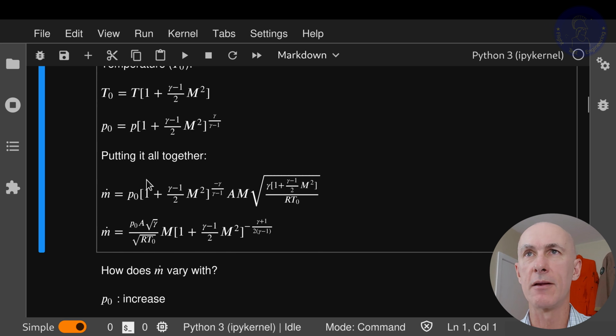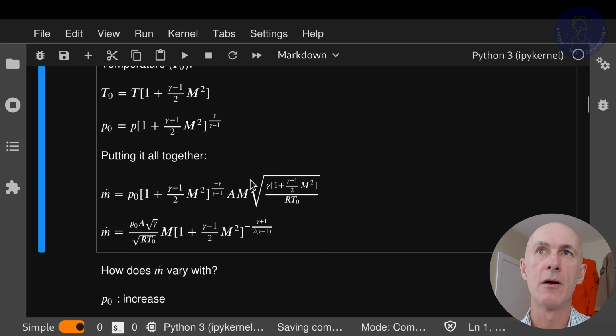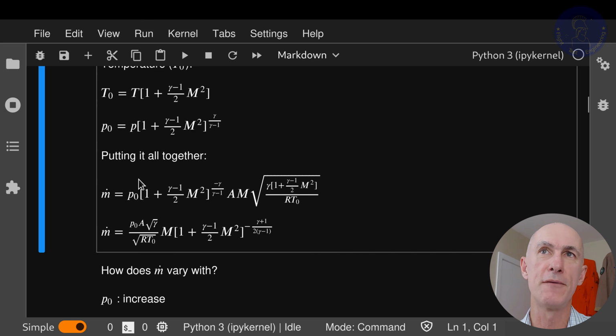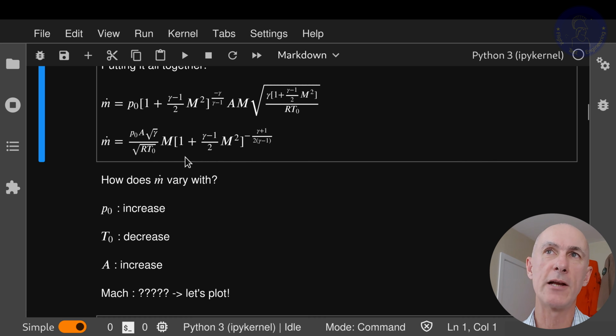We can simplify it a little bit and get this as well. Notice that the dependencies here are physical parameters, that are throat area, gas is the gamma and the R, and the state of the gas, P0, T0, and Mach number. So how does mass flow change with these values? Well, it will increase with P0 increase, it will decrease with T0 increase, and it will increase with more area on the throat, of course, because A is there.